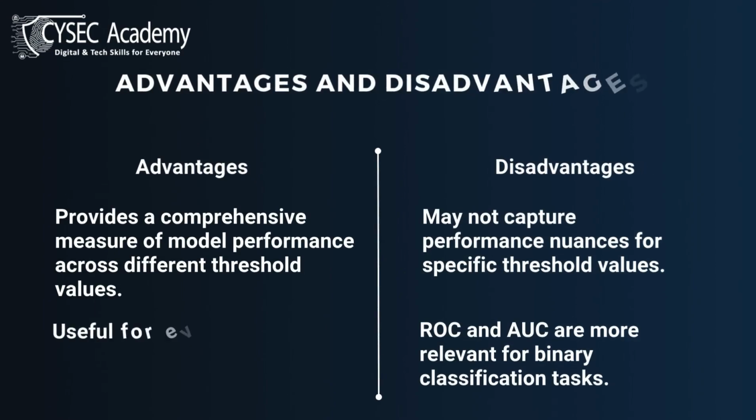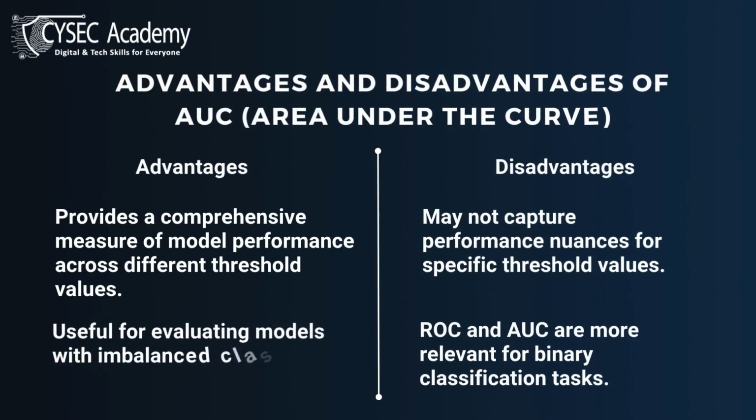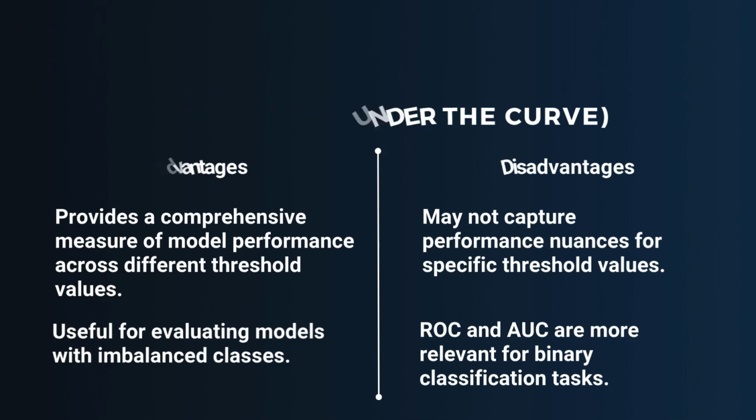Advantages and disadvantages of AUC, area under the curve. Advantages. 1. Provides a comprehensive measure of model performance across different threshold values. 2. Useful for evaluating models with imbalanced classes. Disadvantages. 1. May not capture performance nuances for specific threshold values. 2. ROC and AUC are more relevant for binary classification tasks.